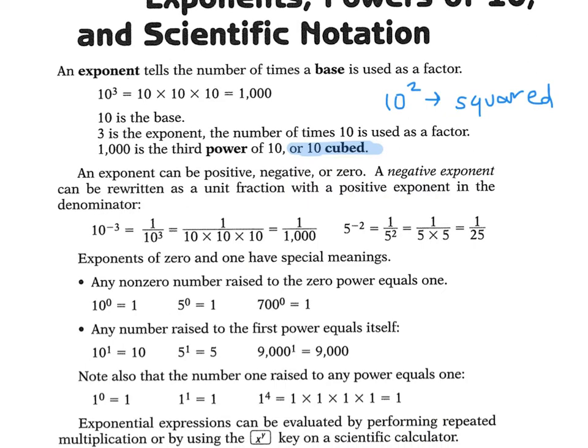An exponent can be written as positive, negative, or 0. A negative exponent can be written as a unit fraction with a positive exponent in the denominator. So if we had 10 to the negative 3, we would bring it to the denominator and make it a positive 3. So it becomes 1 over 10 to the positive 3, which would be like saying 1 over 10 times 10 times 10, which would be 1 over 1,000. Same thing if we had 5 to the negative 2 power. It would be 1 over 5 to the positive 2, which is just 1 over 5 times 5, which is 1 over 25.